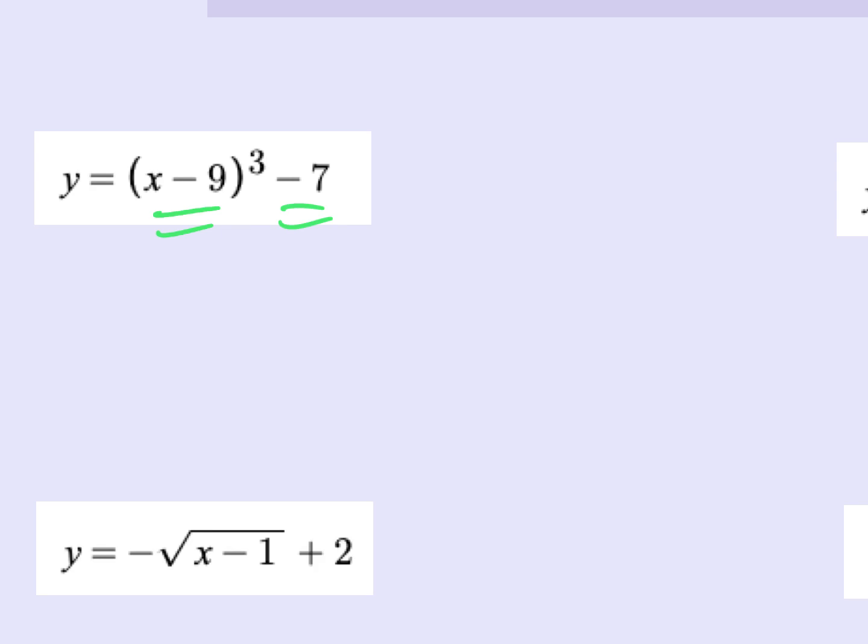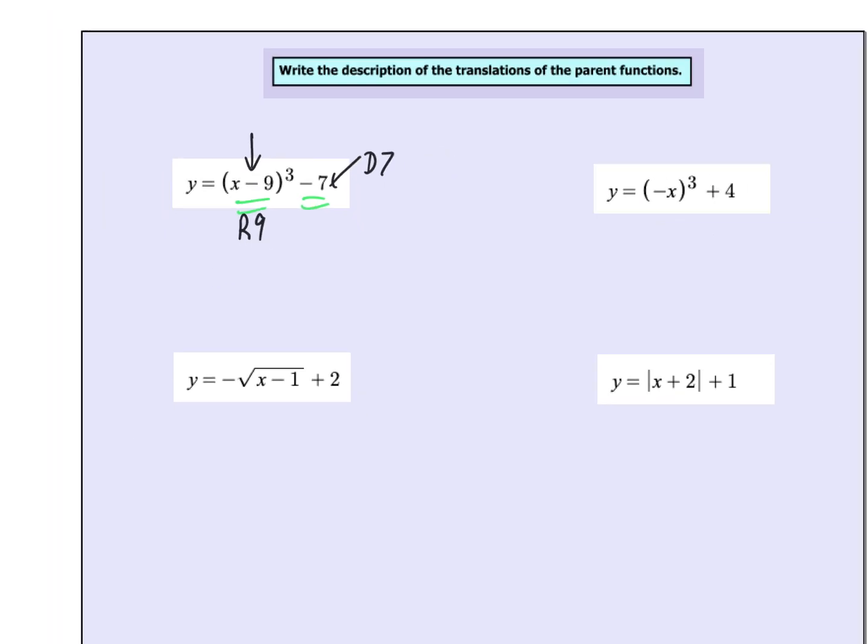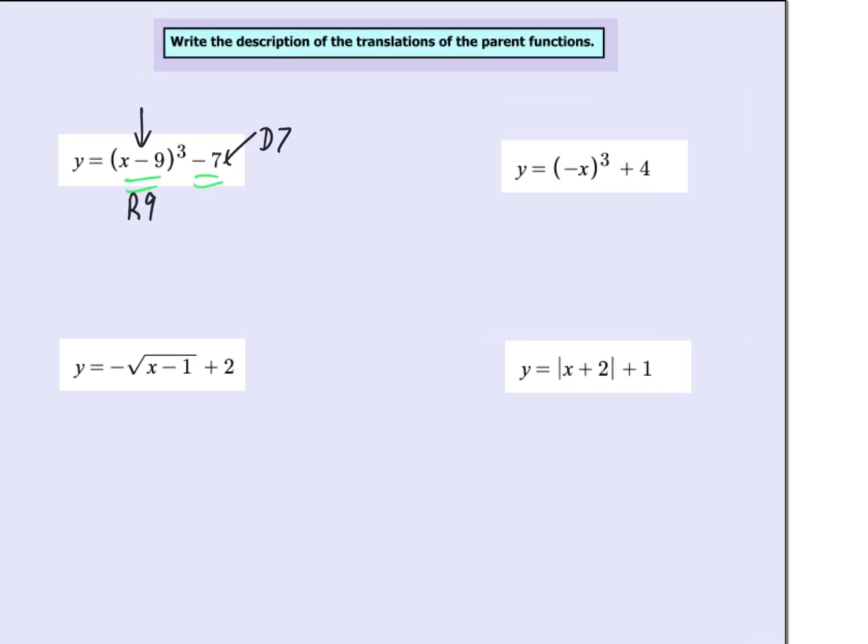So here's some abbreviations. Take a wild guess what R stands for in the context of that. Right. R9. You can't just say R. You got to say how far R. So right 9, and then what do you think would be the fastest way to say that? D7. What do you think the D stands for? Down 7. Does that make sense to you guys? Everybody do that for these 4 questions.